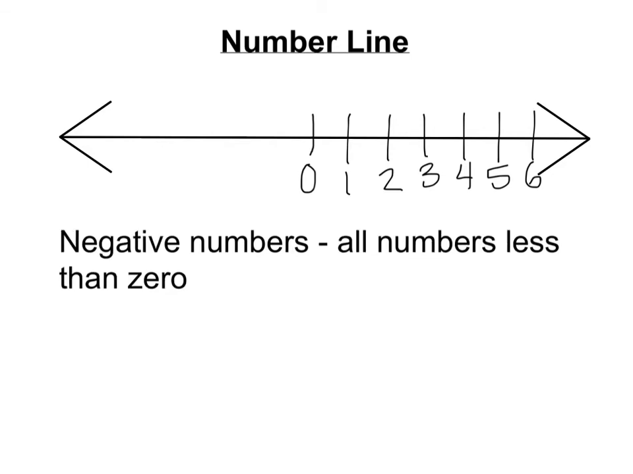Negative numbers are all numbers less than 0. So typically on a number line, you'll find tick marks going left of 0, and they'll usually be labeled with negative counting numbers. So negative 1, negative 2, negative 3, negative 4, negative 5, negative 6, and so on.